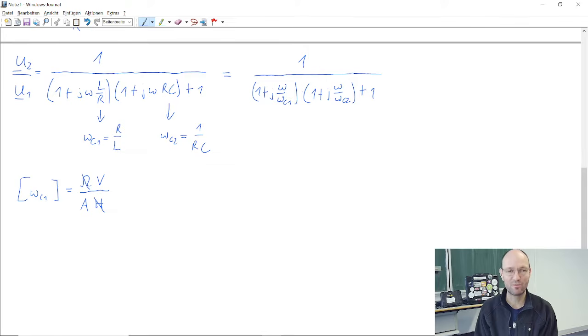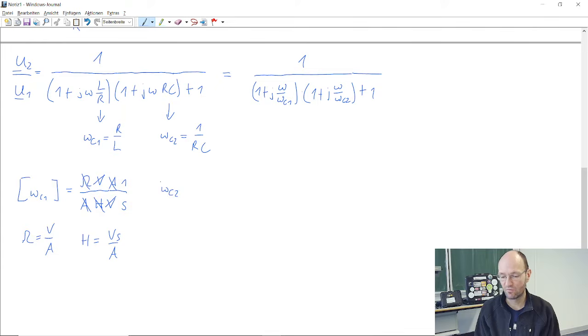What unit would we like to have for some angular frequency? So ohm is volt divided by ampere, and Henry. So for the corner frequency, what is the unit of a frequency? Hertz, or 1 over second. Right, so we would like to have 1 over second here, and the volt needs to cancel and the ampere needs to cancel. Exactly, and so that's why Henry is the same as volt second divided by ampere. Right, and then the volts will cancel each other, the amperes will cancel each other, and what is left is 1 over second, which perfectly makes sense.